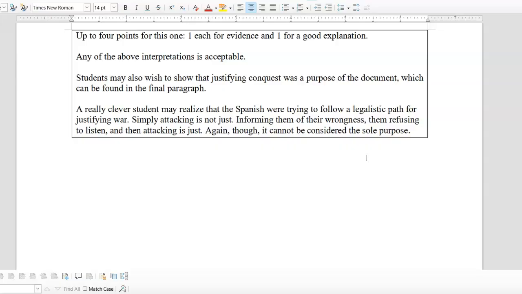As it says here, a really clever student may realize the Spanish were trying to follow a legalistic path for justifying war, which in some respects they were. Simply attacking is not just, and that is because of the Catholic Church's belief, and the Spanish, again, zealously, militantly Catholic, believed that a just war was one in which you were effectively defending your religion, or you had a legitimate reason for war, as in you had either been attacked first and you were defending yourself, the other side was doing horrific things and you were again defending yourself and protecting.